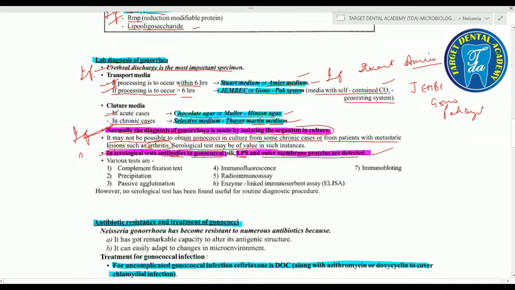Now we are discussing the various tests which are used in the lab diagnosis of gonorrhea. The first test is the complement fixation test, then precipitation, passive agglutination, immunofluorescence, radioimmunoassay, enzyme-linked immunosorbent assay, which is ELISA, and immunoblotting. However, none of these serological tests has been found useful for the routine diagnostic procedure.